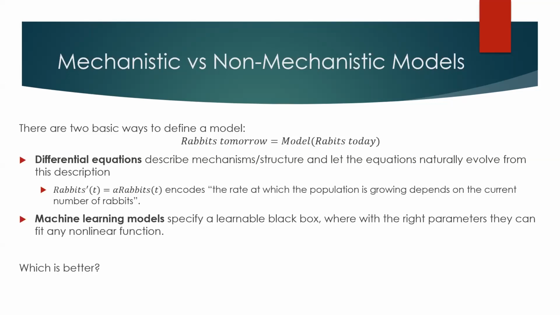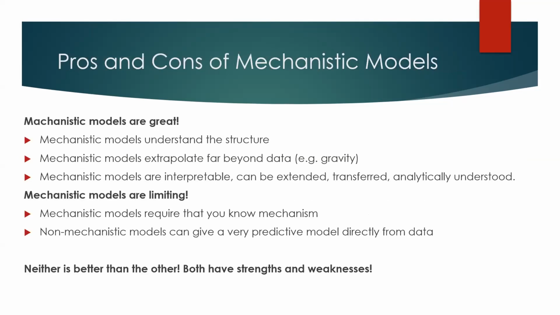Machine learning is taking a very different approach. You specify your model as a learnable black box, and you ask the question, what are the parameters that the black box should have such that the input-output relationships are correct? And what a lot of people have been asking these days is, which is better? Should we just replace everything with machine learning because it is a black box and it can learn to do anything? But that's really not the right way to think about it.